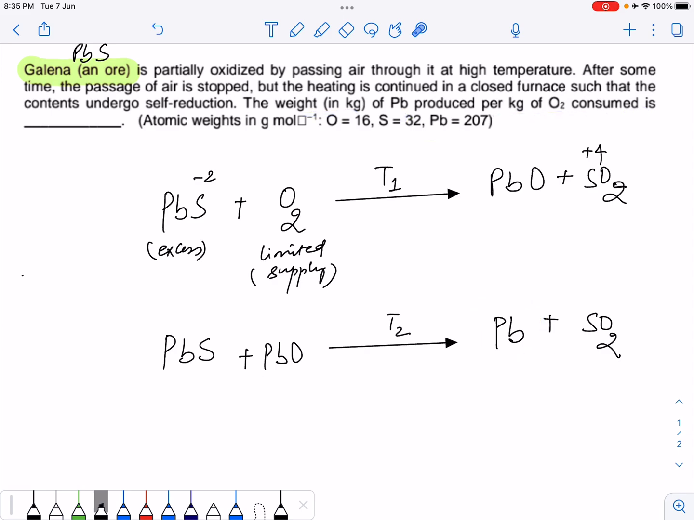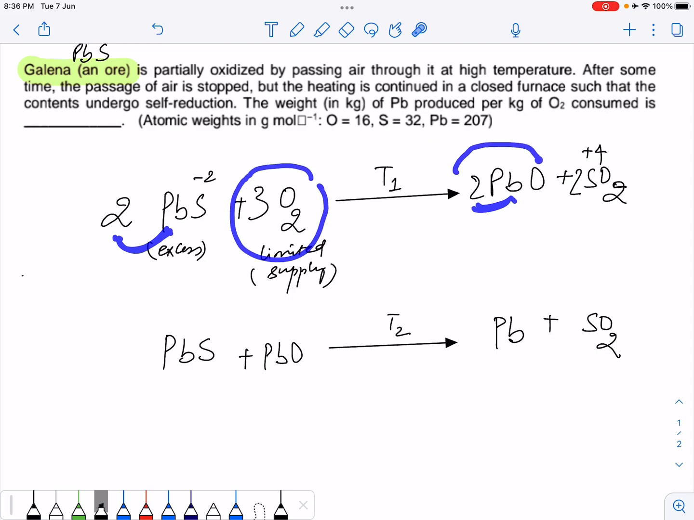Before doing this, let's balance this equation. I add 2 before PbS, 3 before oxygen, 2 before PbO and 2 before SO2. This is balanced. You can check that on the left hand side we have 2 atoms of lead, and on the right hand side again 2 atoms of lead. For oxygen we have 6 oxygen atoms, here 2 and here 4. So 6 oxygen atoms, 2 sulfur atoms, 2 sulfur atoms. It is perfectly balanced.